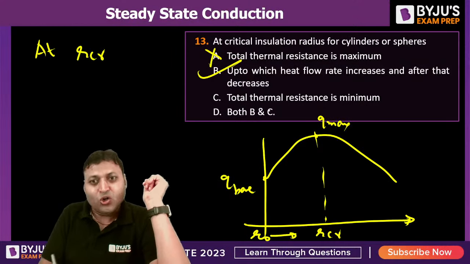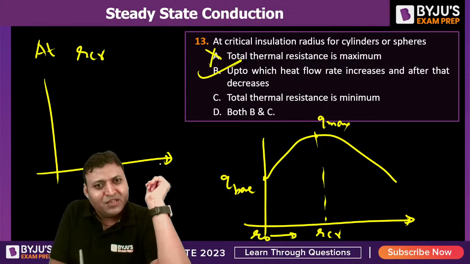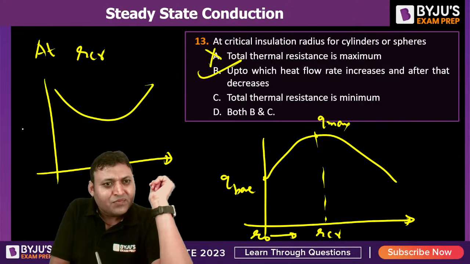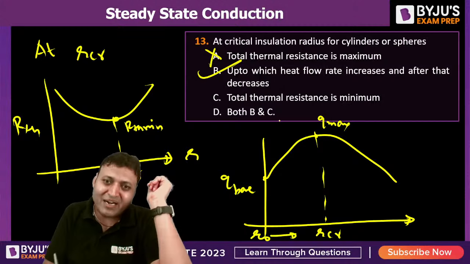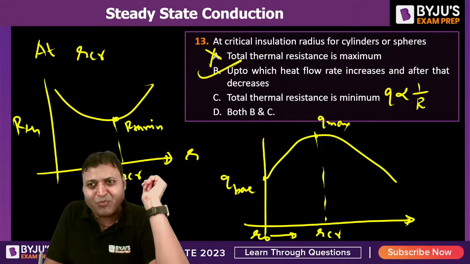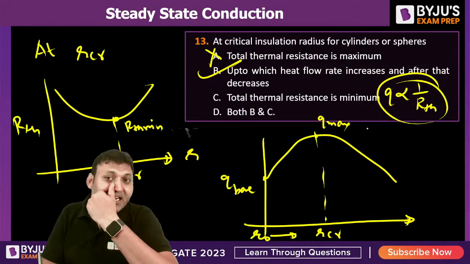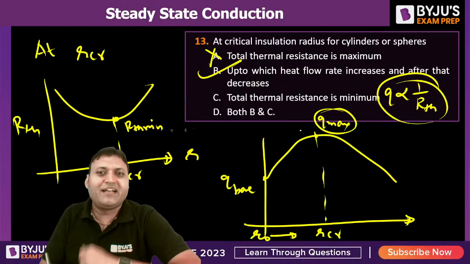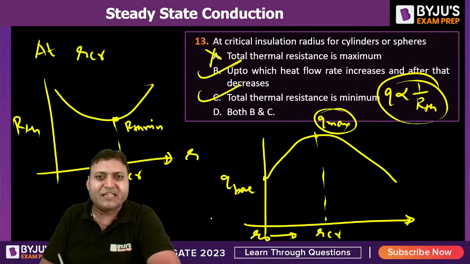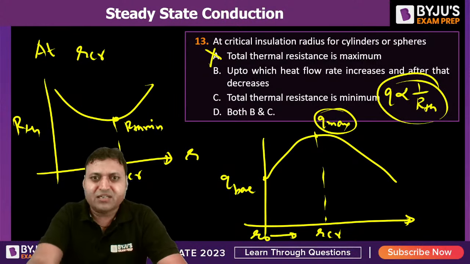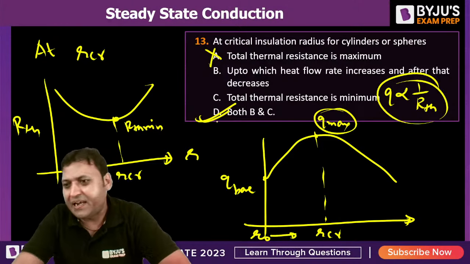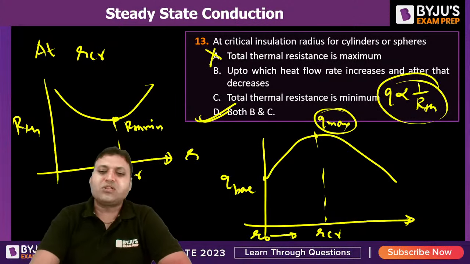B is correct. If we draw the curve for total thermal resistance versus R, then this is minimum. The thermal resistance is minimum at RC. The thermal resistance is minimum because Q is inversely proportional to thermal resistance. So when thermal resistance is minimum, then the heat transfer rate is maximum. So B and C both are correct. So the correct answer is option D, both B and C.